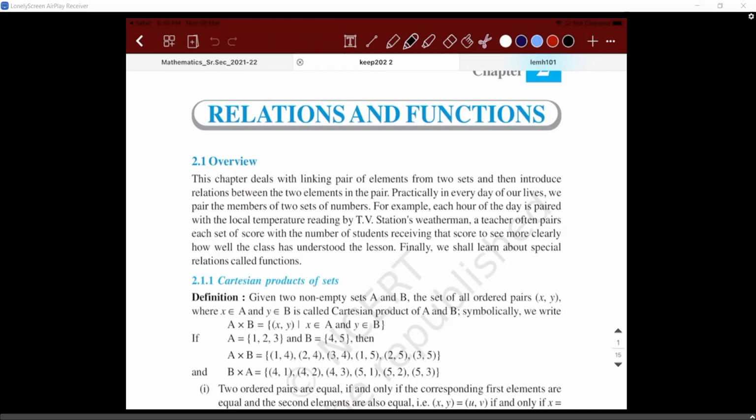How do you read it? You read it as A cross B. Right? So what does A cross B represent? How do you write it in the set builder form? How do you write it, guys? Before you understand Cartesian product, you need to know something called ordered pairs. So what are ordered pairs?